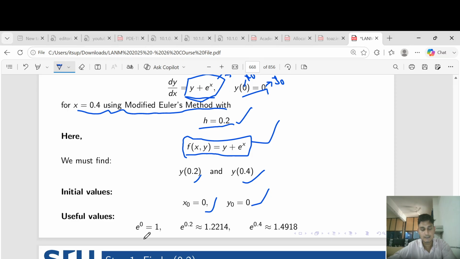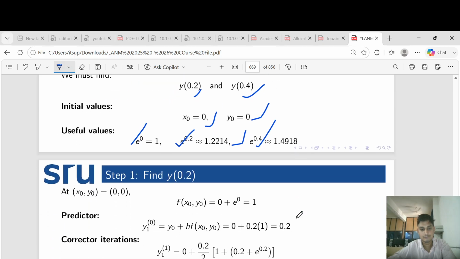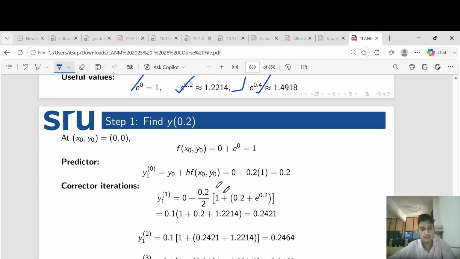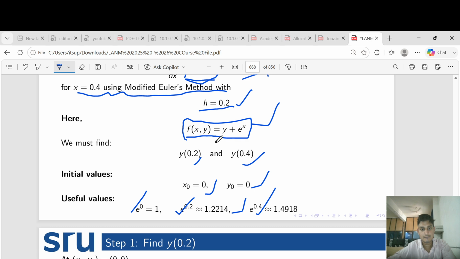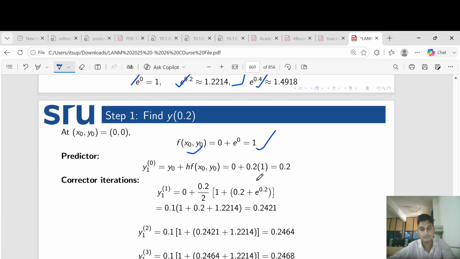Now here useful values are written: e^0 = 1, because if you put 0, e^0 is 1. e^0.2 is 1.2214. You can evaluate this from your calculator. e^0.4 is 1.4918. Now first we evaluate f at x0, y0. So the x0 value is 0, y0 value is 0. If we put 0 plus e^0 = 1, so the overall value is 1. So this is correct.